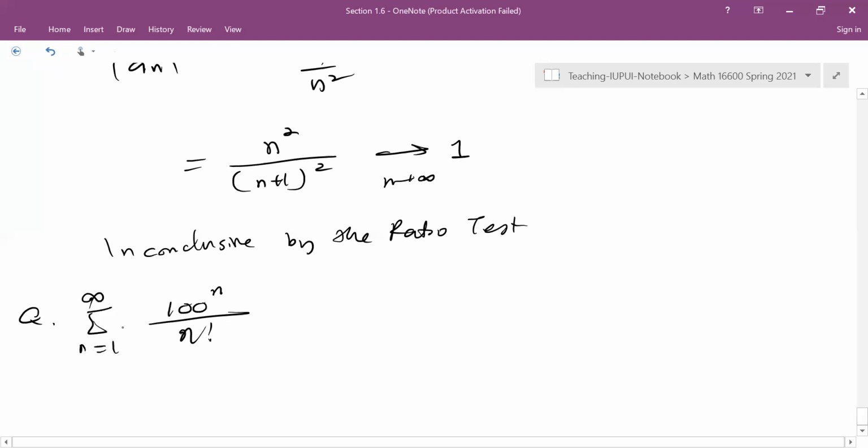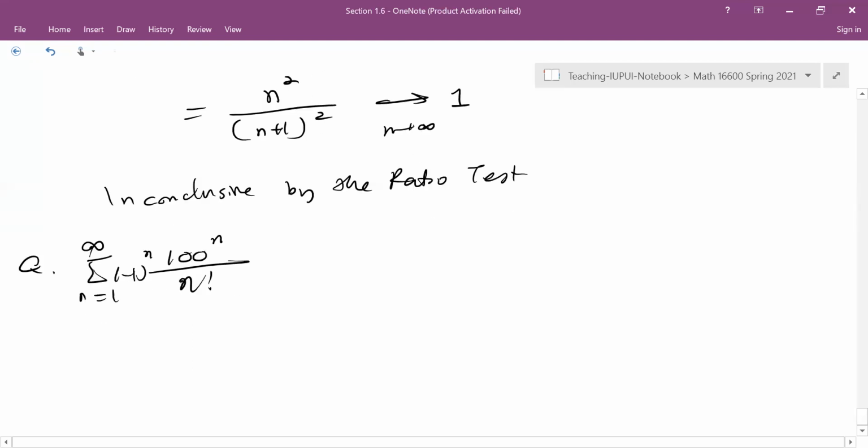Okay, and I even can put a negative sign here. This looks like an alternating series. So what is the best way to solve this problem? Yeah, think about that. I'll give you 1 minute, okay? If you figure out 3 different methods, great.